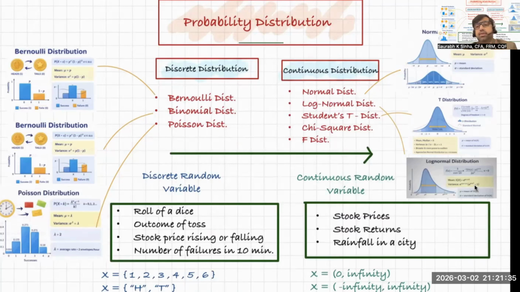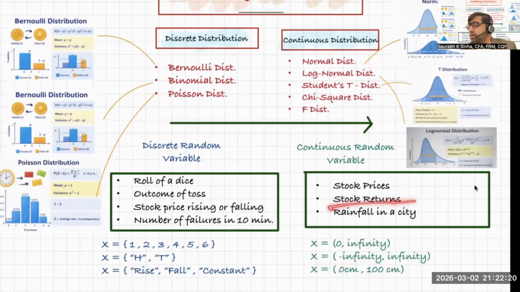Is it countable? Is it finite? No, it is infinite. So you understand that it is a continuous random variable because it takes continuous values. Similarly, consider rainfall in a city. Rainfall could be 0 centimeters, 0.001 centimeters, and so forth. So you cannot count the possible outcomes of rainfall or stock prices or stock return because it varies from 0 to infinity. For example, in the case of stock return, it varies from minus 100% to infinity.